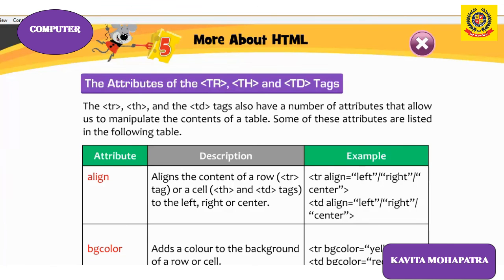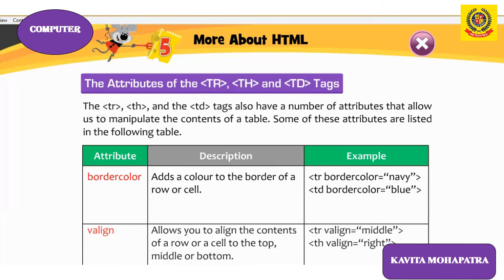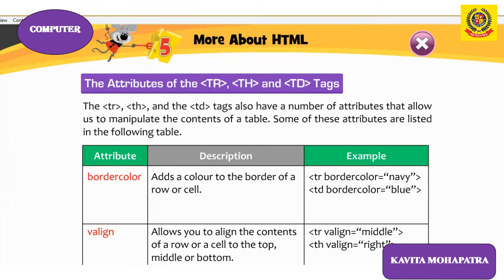Now bgcolor adds color to the background of a row or cell. You can write tr bgcolor, bgcolor stands for background color. Any color you can give, red, black, pink, you can give any color. Next, bordercolor adds color to the border of the row and cell. So tr bordercolor equal to navy, and tr bordercolor equal to blue. V-align allows you to align the contents of a row or cell to the top or middle of the document. So tr V-align equal to middle and th V-align equal to right.